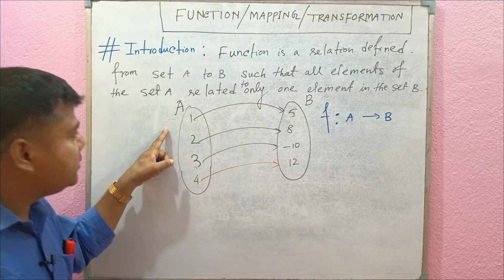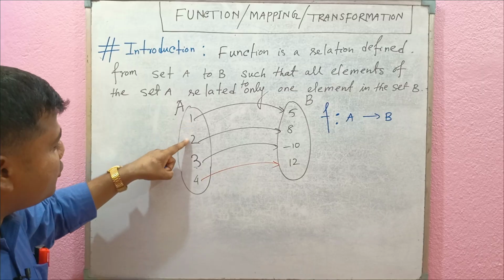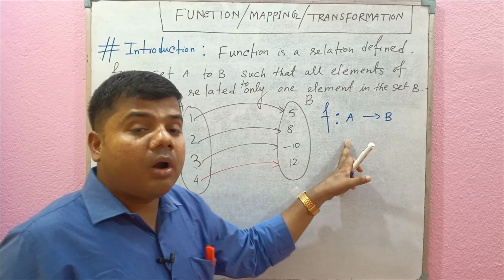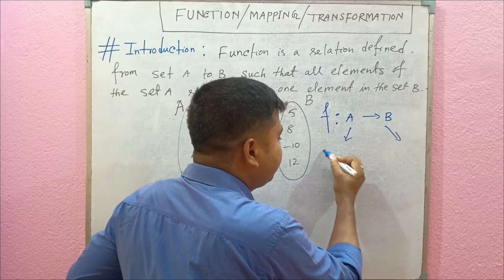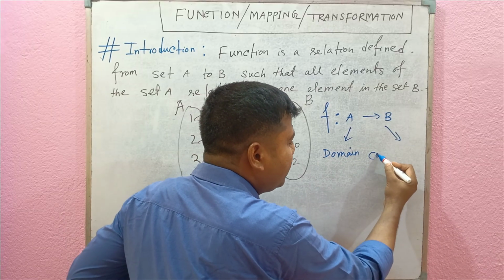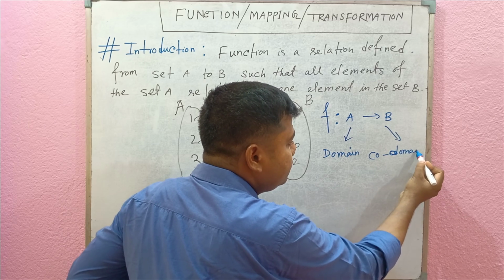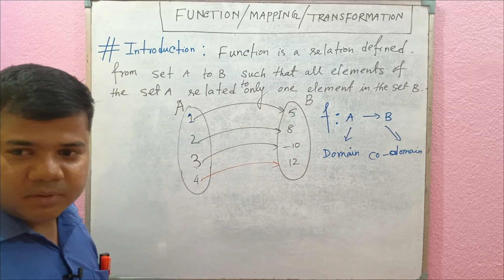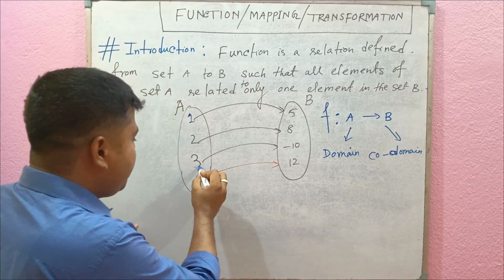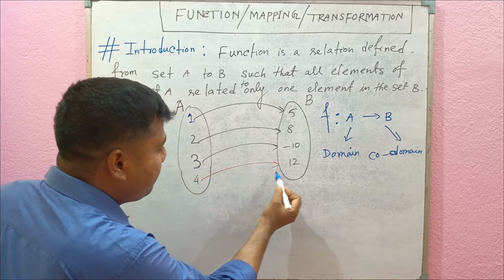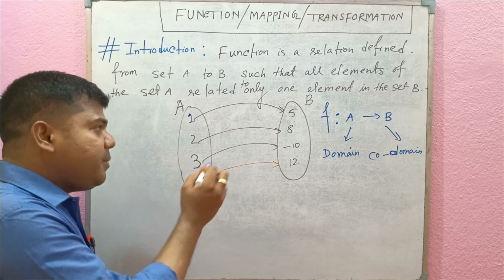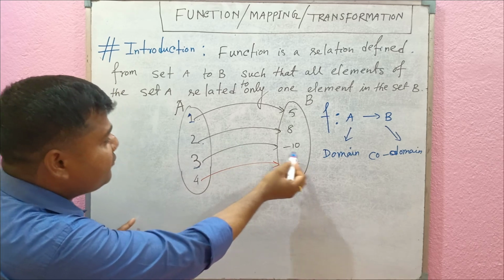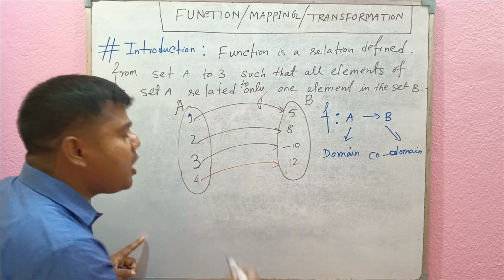Okay. Here, A is a set which contains the elements 1, 2, 3, 4, and B is the set which contains 5, 8, 10, 12. Here, set A is called the domain set and B is called the codomain set. Okay, this is the domain set and this is the codomain set. The image of 1 is 5, the image of 2 is 8, the image of 3 is 10, and the image of 4 is 12. Similarly, the pre-image of 5 is 1, the pre-image of 8 is 2, the pre-image of 10 is 3, and the pre-image of 12 is 4.